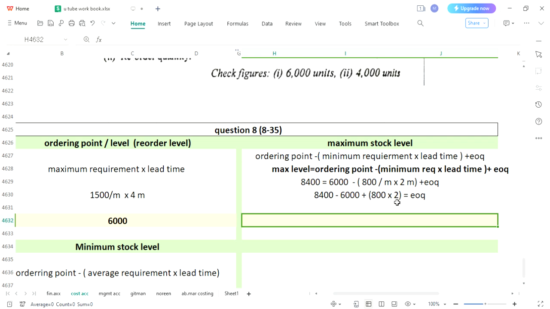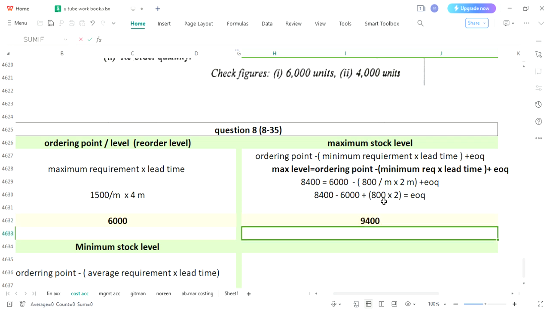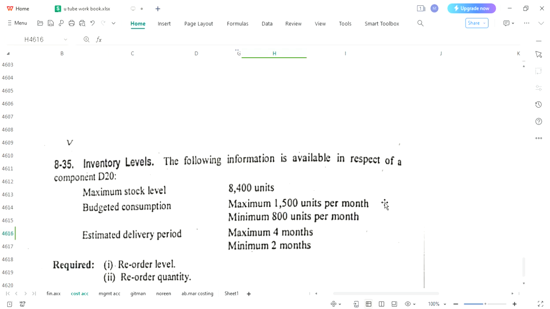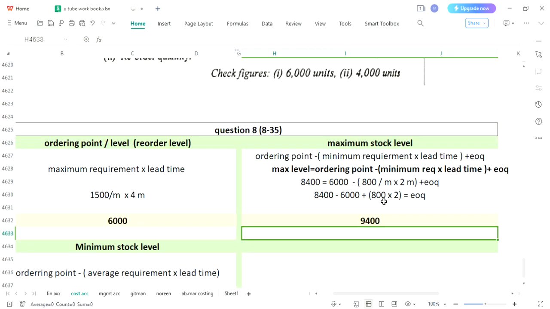We are now able to put it on our calculator. 8400 and then minus 600 and then add open bracket 800 and multiply it with 2. So this is our statement. You can put it into your calculator at once. You do not need to solve it step by step. So we have got 9400, which is the reorder quantity, and let me see what had happened.